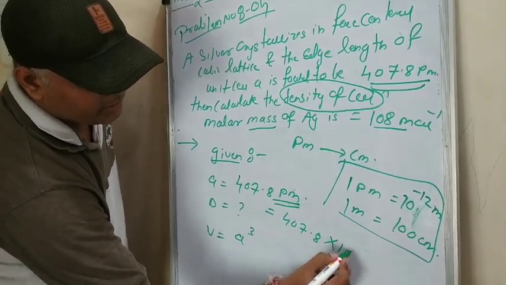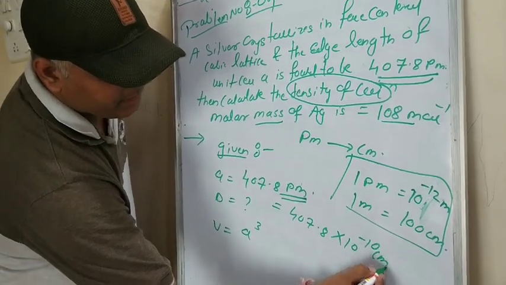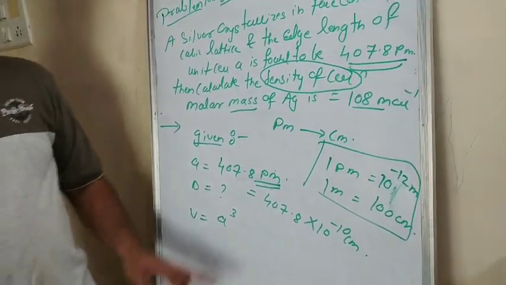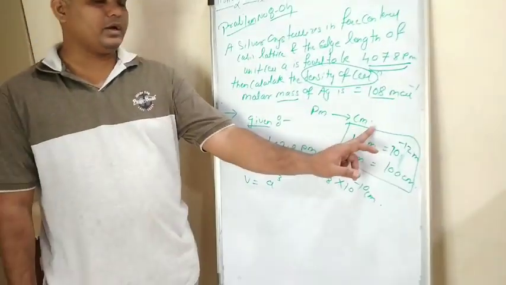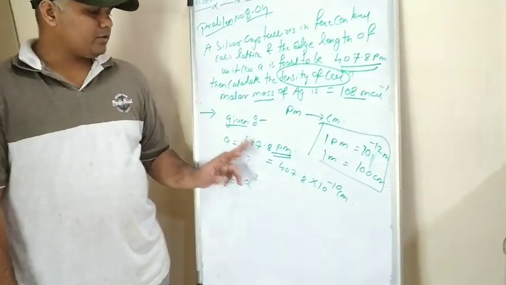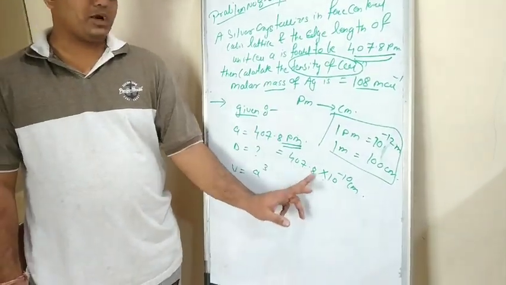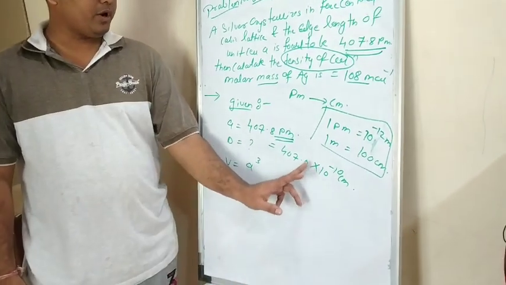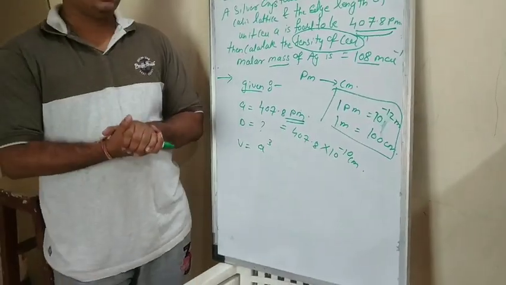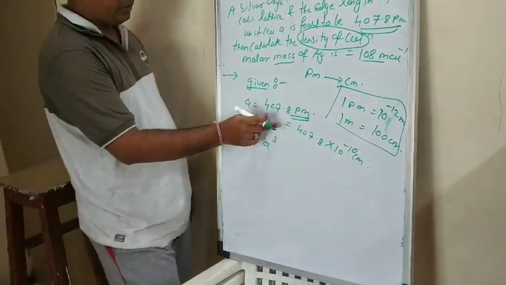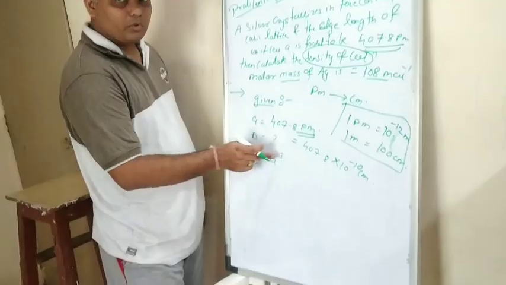407.8 into 10 raised to minus 10 centimeter, right? So what we have done in this case, we have converted the picometer into a centimeter, right? So we got the conversion, that is 407.8 into 10 raised to minus 8 centimeter, right? So density we need to calculate, volume equals a cube.